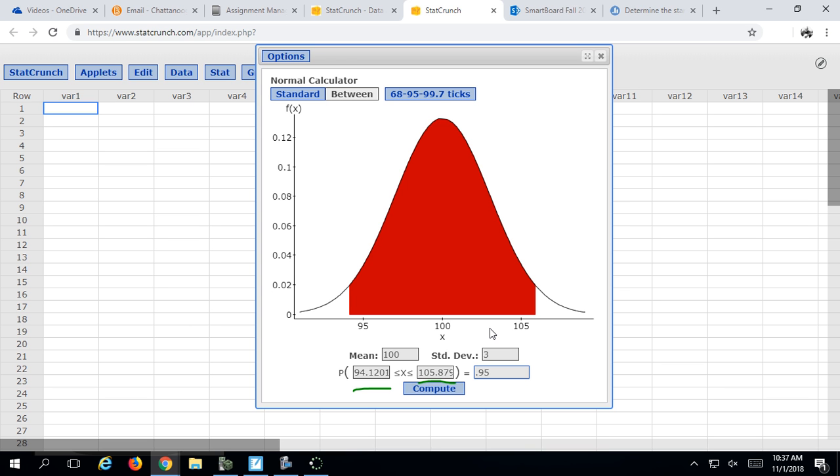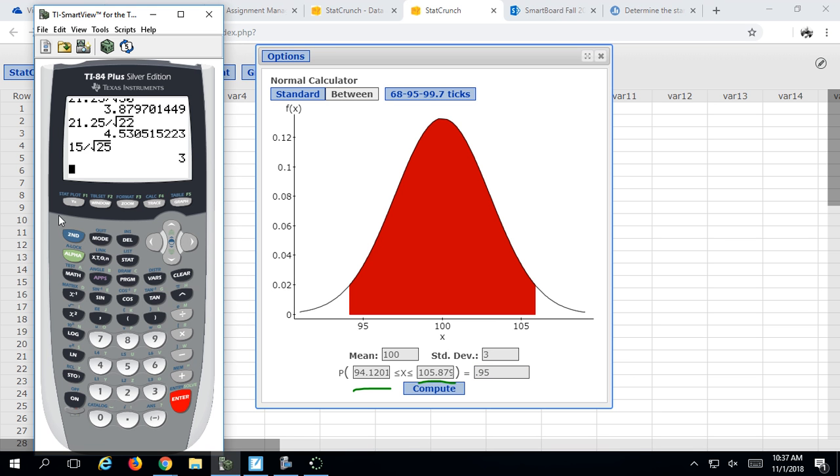All right? Let's pick a bigger sample size. How about, let's pick 100.